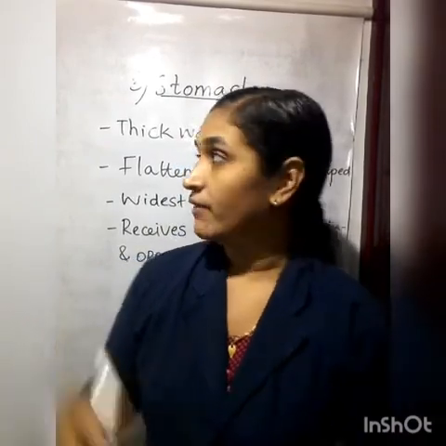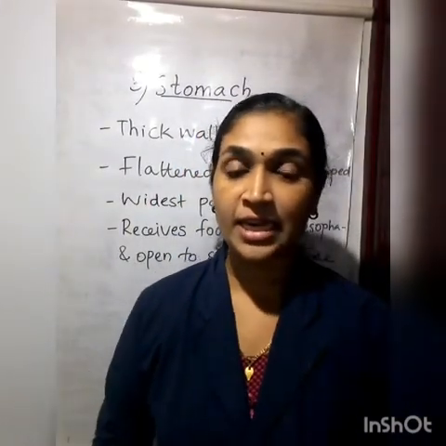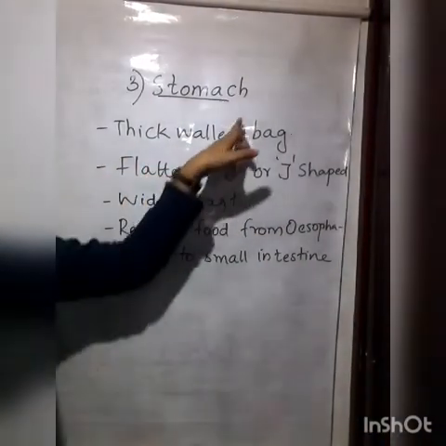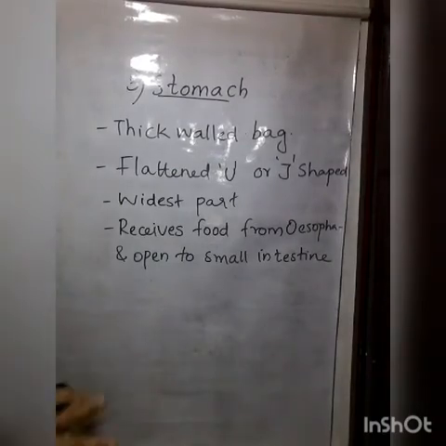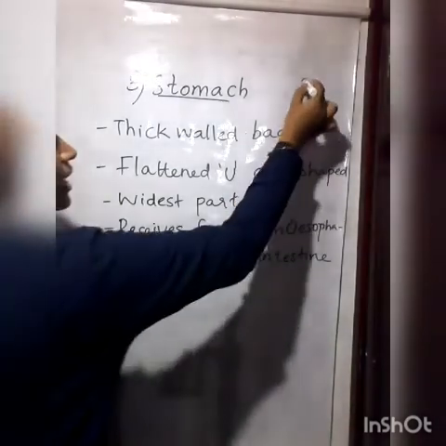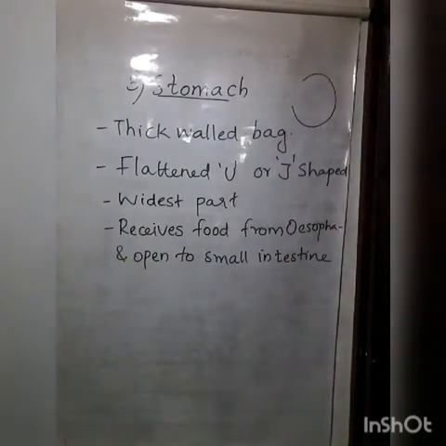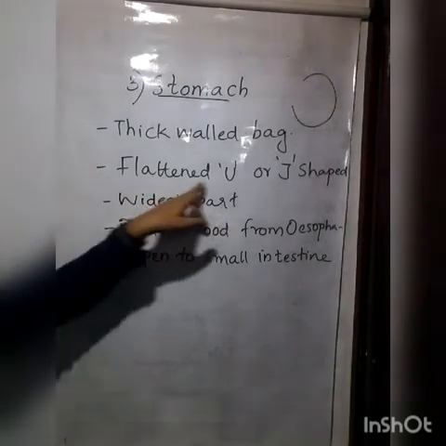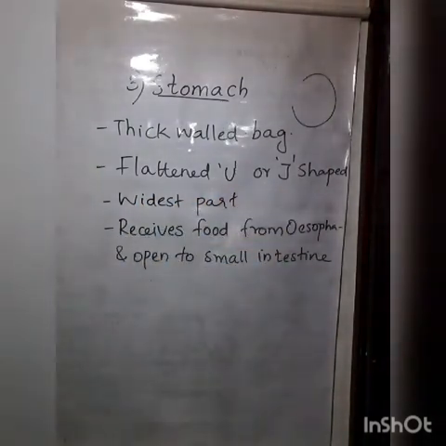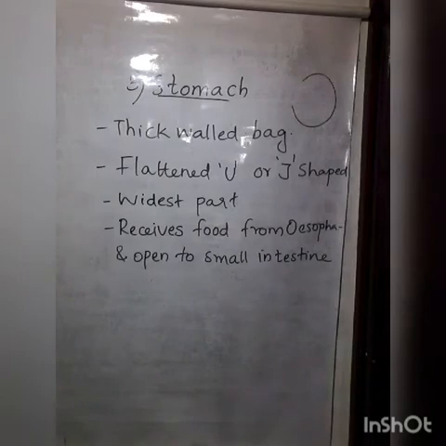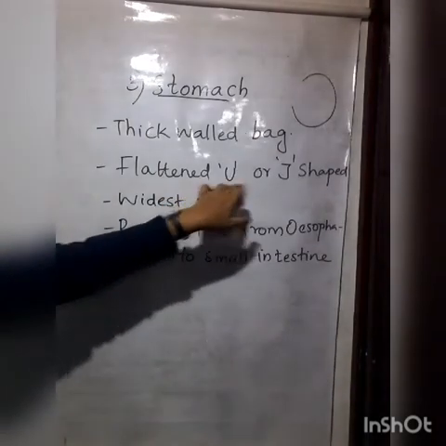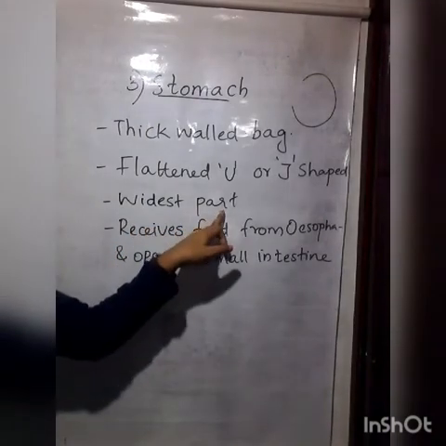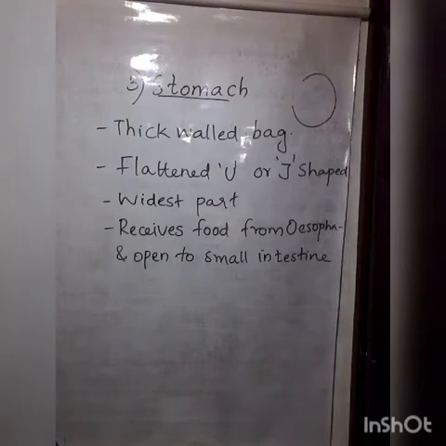Next, we can move to our third part in the alimentary canal, that is the stomach. The stomach is a thick-walled bag. We can name it like a bag, isn't it? What is its shape? Flattened U or J-shaped. And it is the widest part of the alimentary canal, isn't it?